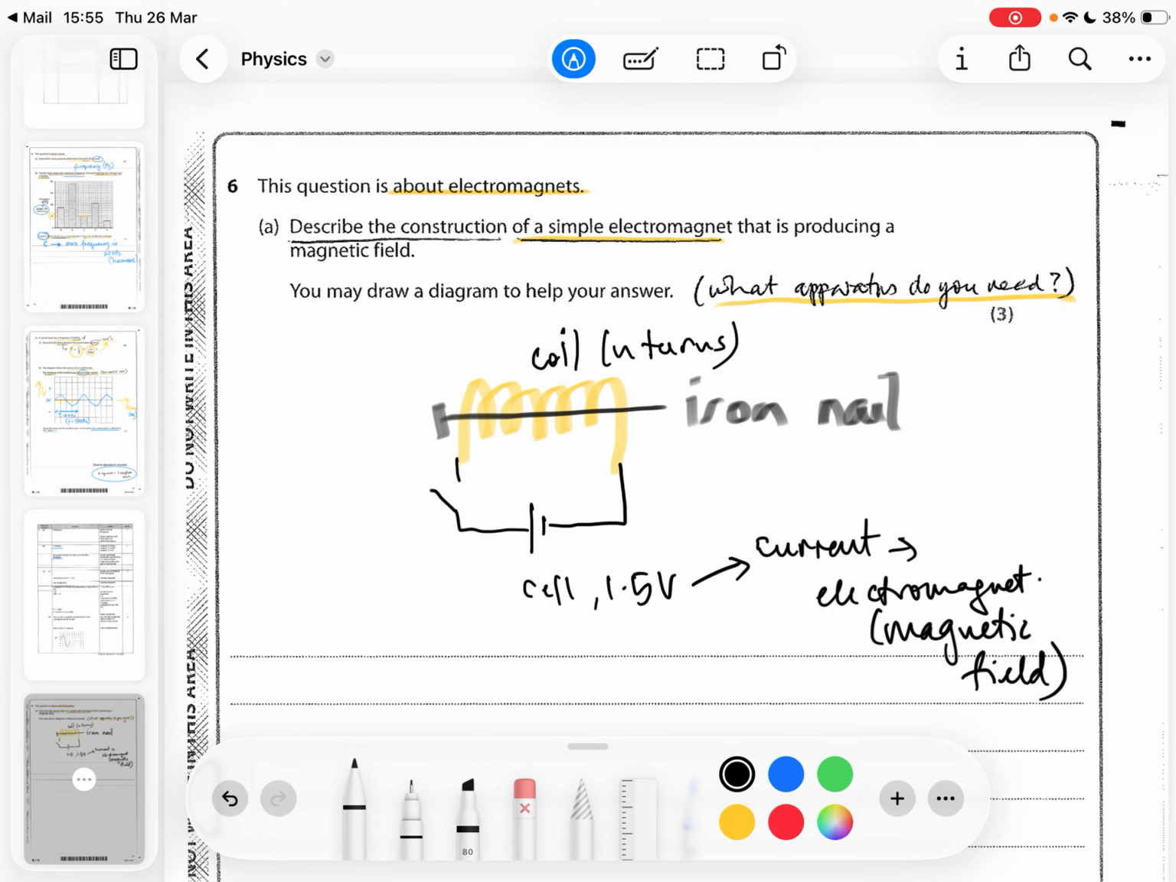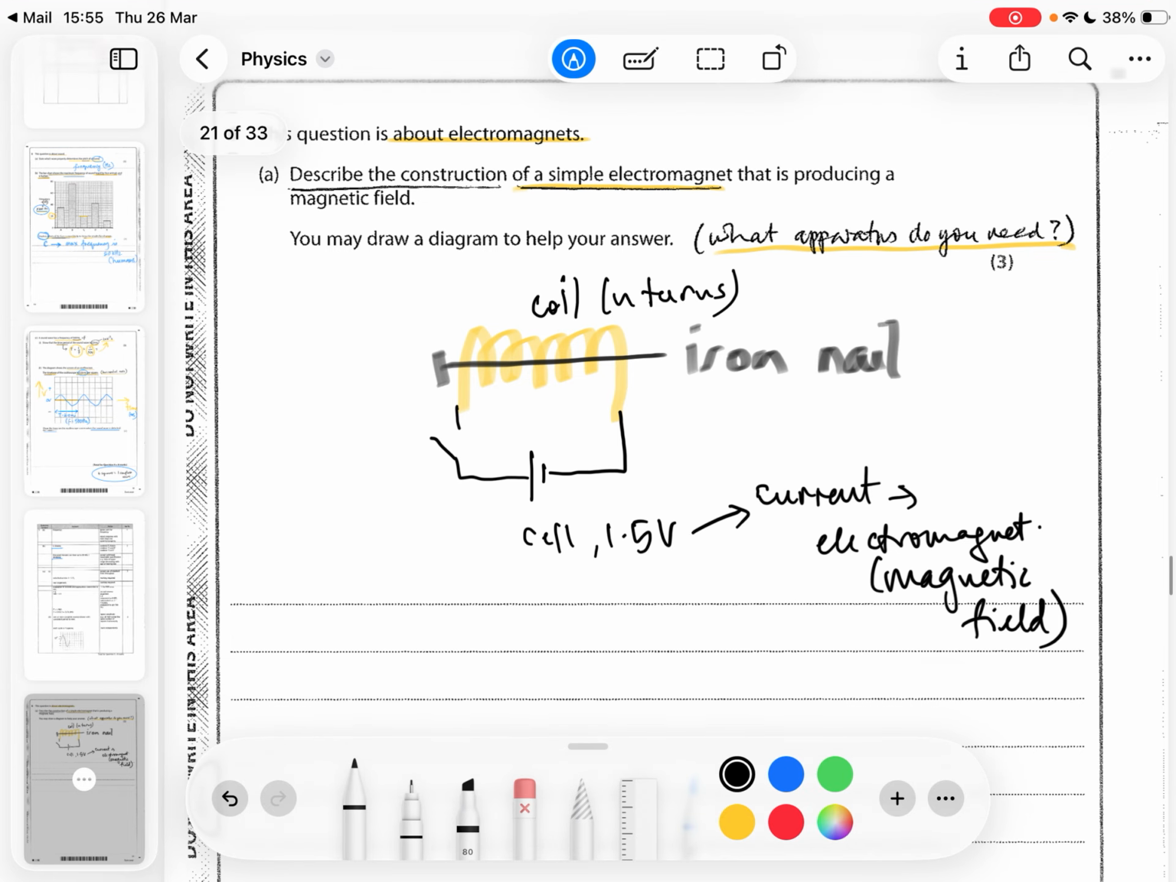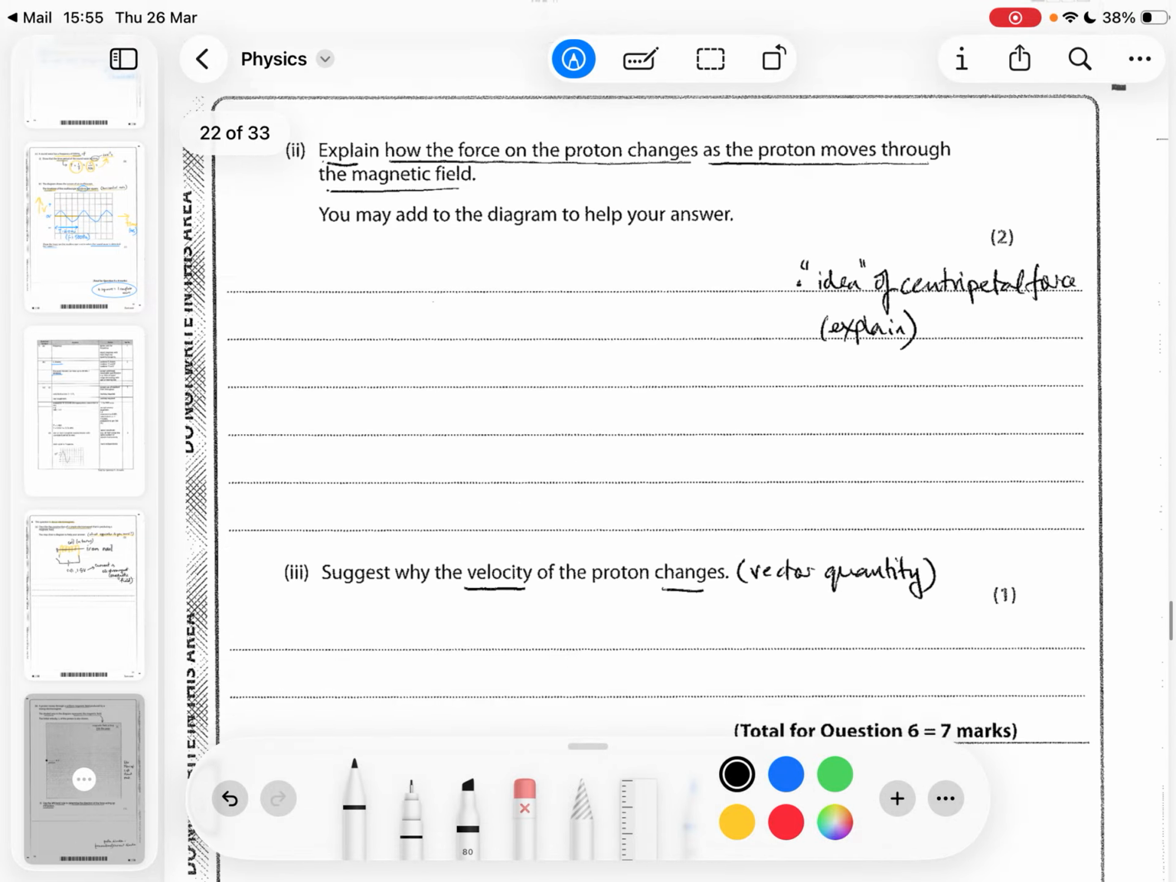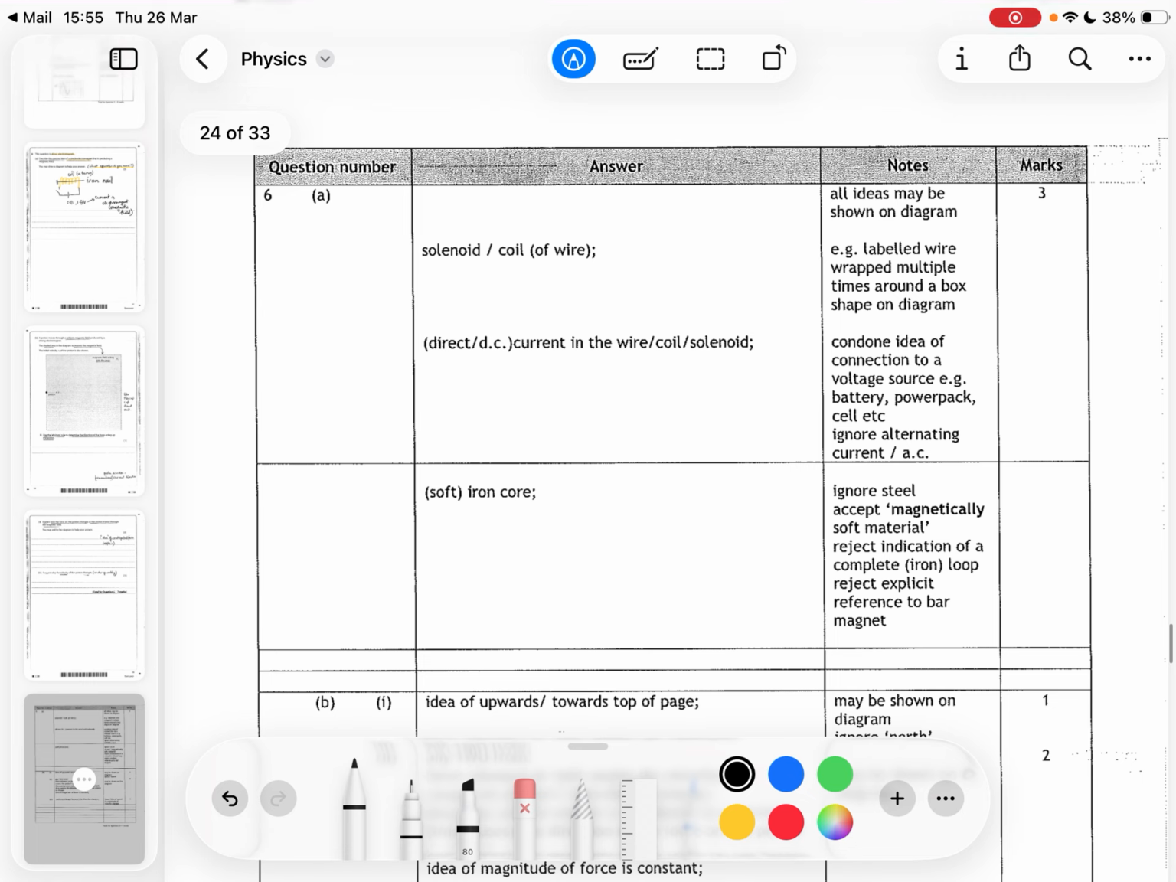Describe the construction. So you've got to put everything I said into words and get 3 marks. Let's see what the examiner says. Coil of wire, we got that. Current, we got that. Iron core, we got that. I used a nail for an iron core, and that increases the strength of the magnetic field by 5,000 times approximately. So I think we'd have got 3 marks.